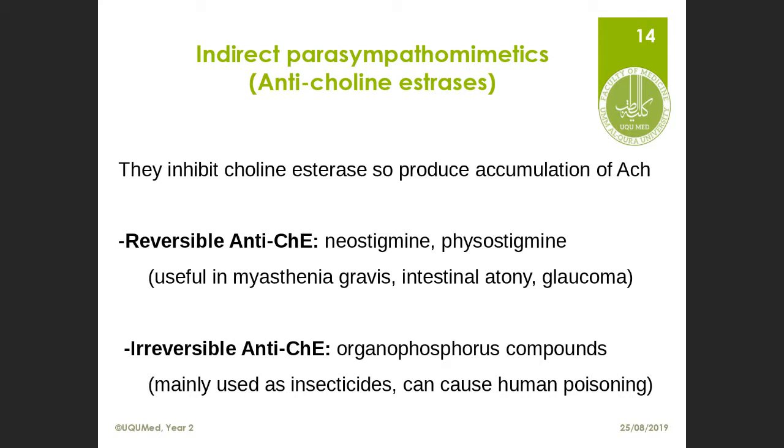In some parts of the world, in third world countries, poor countries like Pakistan, India, Bangladesh, and some African countries, most of the people who commit suicide are using organophosphorus compounds. So is everybody clear now about the irreversible anticholinesterase inhibitors? Is there any question still?